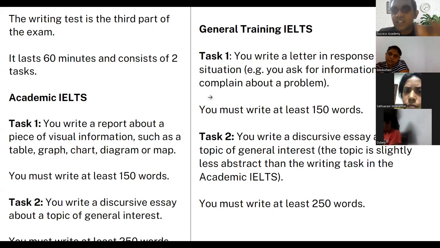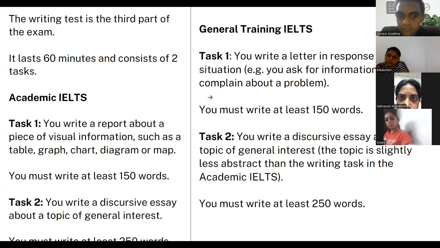Right, what is the reason? First thing is task 1 is not that difficult. Task 1 is actually quite easy. Right, and also the word count is less. You get only 150 words. You have to write only a minimum of 150 words.